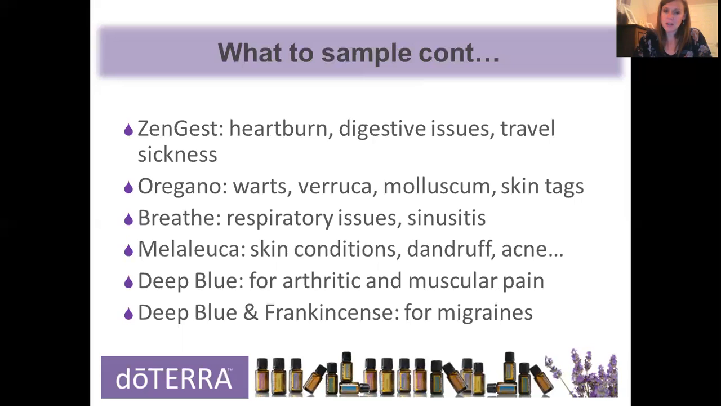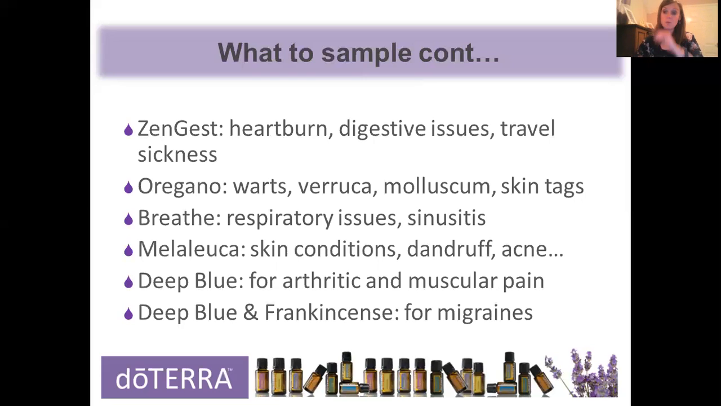Other things that aren't on here: hot flushes. I've sampled people with hot flushes. Peppermint is very cooling, so if you've got women going through the menopause, then that's a nice one to give. They can just rub it into the back of their neck, which is probably the best way, or they could make up their own little spray bottle if they wanted to. But most people just want to rub it in the back of the neck or the temples to help with hot flushes.